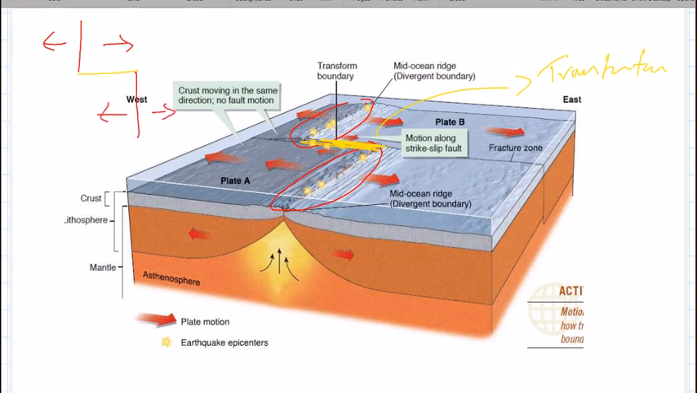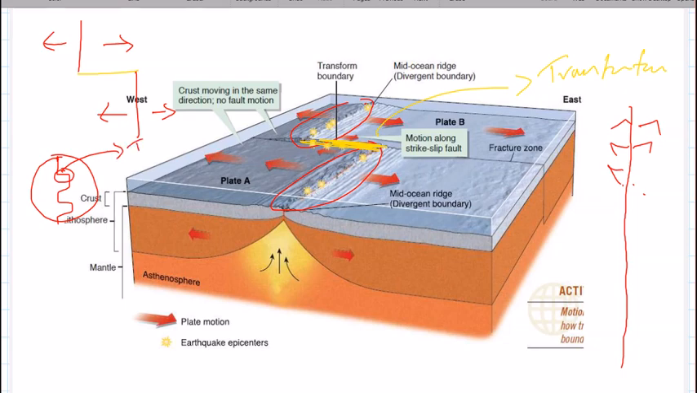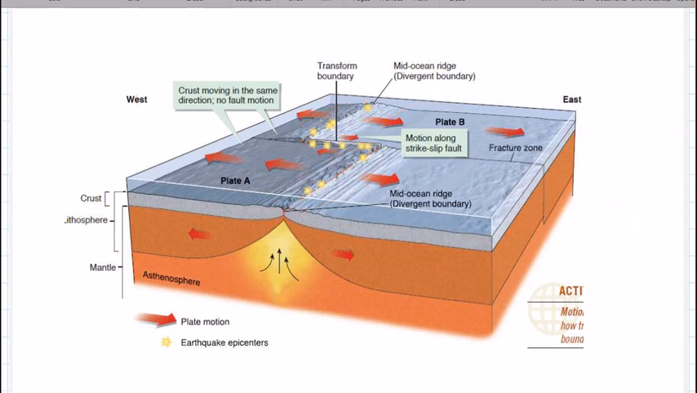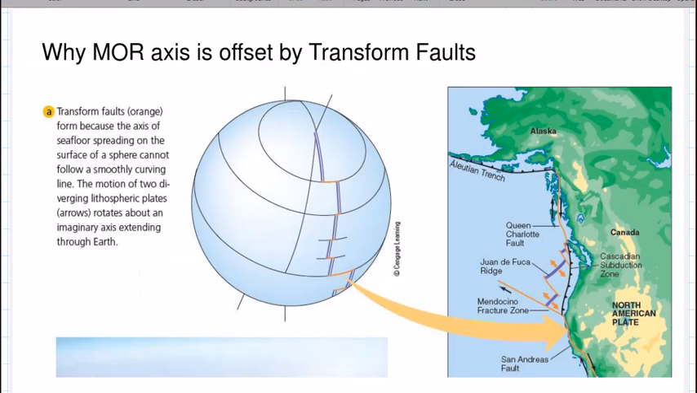Why does it happen? It happens due to the geometry of the earth. Mid-oceanic ridge is not a continuous single line like this. These are the mountains. It is not a continuous single line. Due to the spherical nature of the earth, the mid-oceanic ridge is like this in zigzag patterns. So these offsets are basically your transform faults. Due to the geometry of the earth, the line is not straight, rather it is offset by the transform faults. So why is the MOR axis offset by the transform fault? It is because of the geometry of the earth.